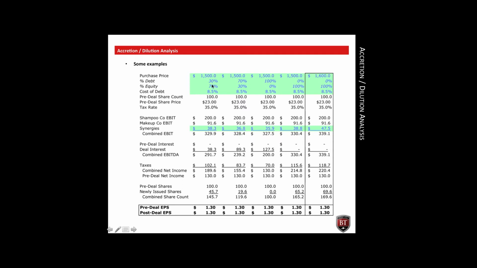We know we have a $1.5 billion deal where we're paying 70% in equity. So 1.5 times 70% is $1.05 billion. Divide that by 23 and we get 45.7 million new shares that need to be issued. Adding that to our pre-deal shares, we have a combined company share count. In step three, we know the net income needed to keep earnings per share the same is our new share count times our old EPS. So we know we need a combined net income of 189.6.